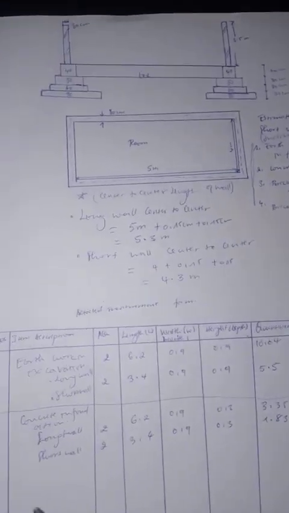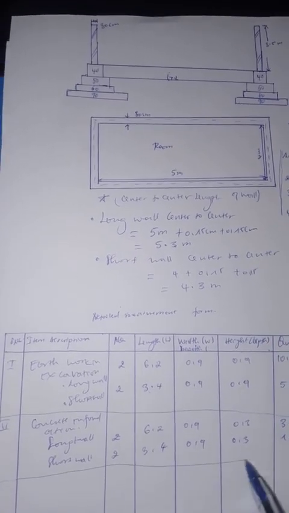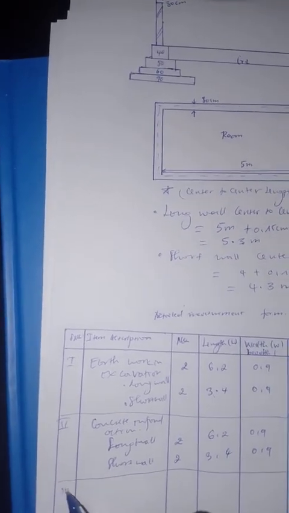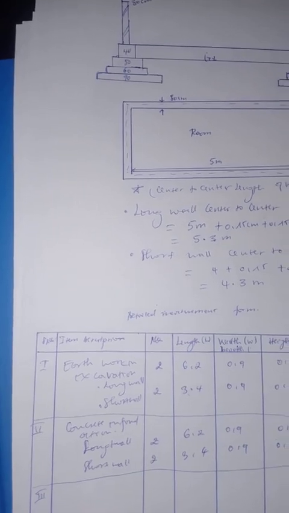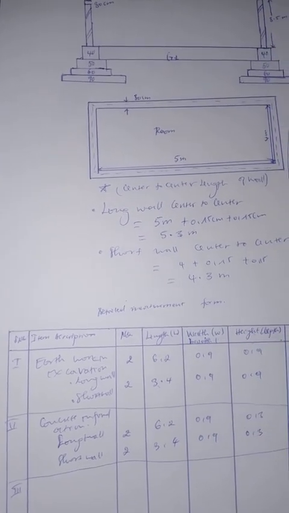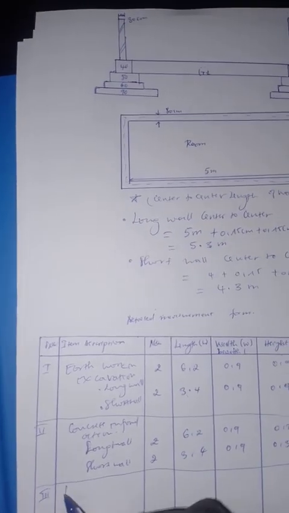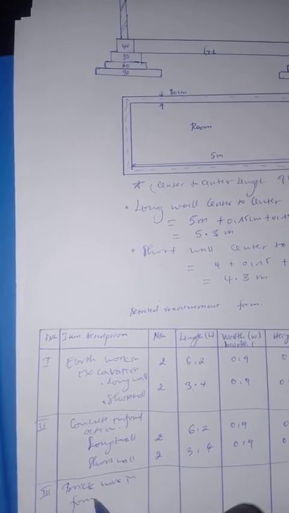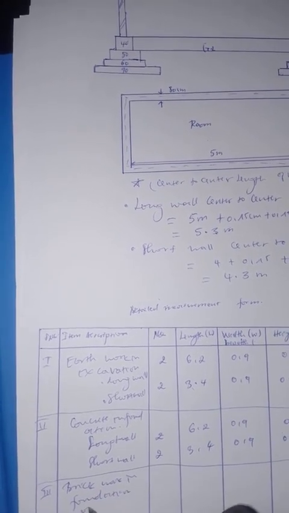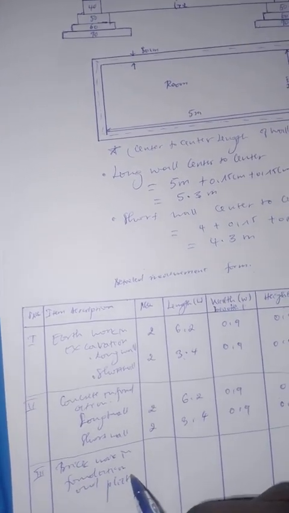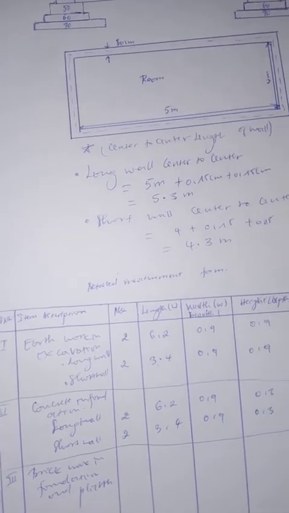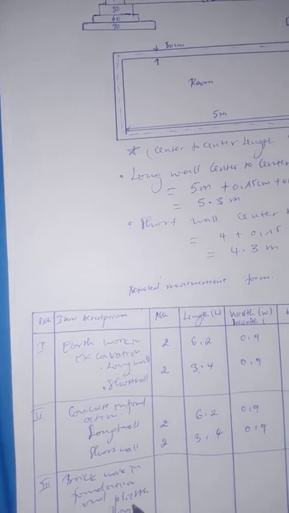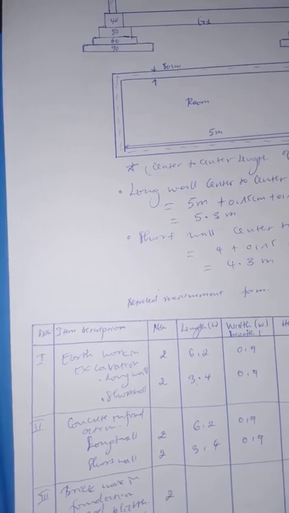Here we continue to the third sequence. We move to the third sequence. The third sequence is about brickwork in foundation and plinth. Here the number for long wall is equal to 2.